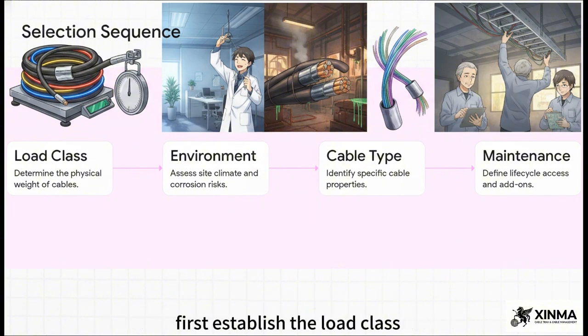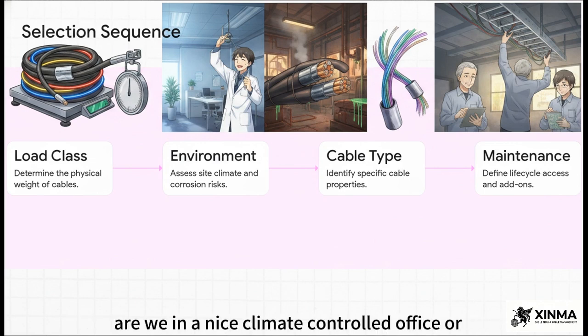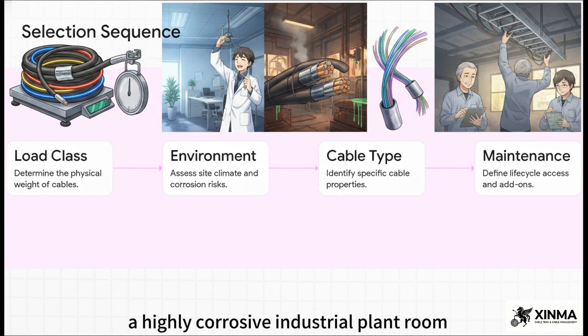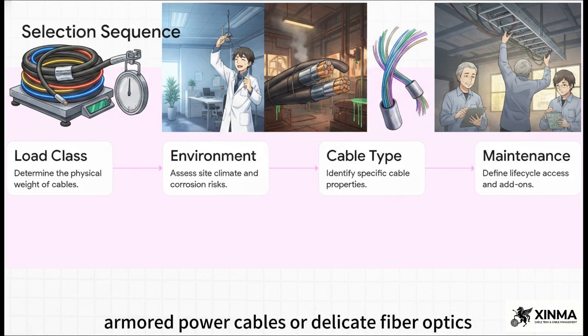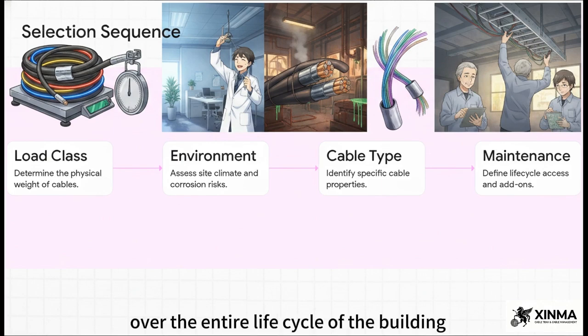First, establish the load class. Basically, how much physical weight are we actually holding up? Second, assess the environment. Are we in a nice, climate-controlled office or a highly corrosive industrial plant room? Third, determine the cable type. Are we running heavy armored power cables or delicate fiber optics? And fourth, define your maintenance strategy. Think about how often technicians will actually need to get up there to access, add, or remove cables over the entire life cycle of the building.